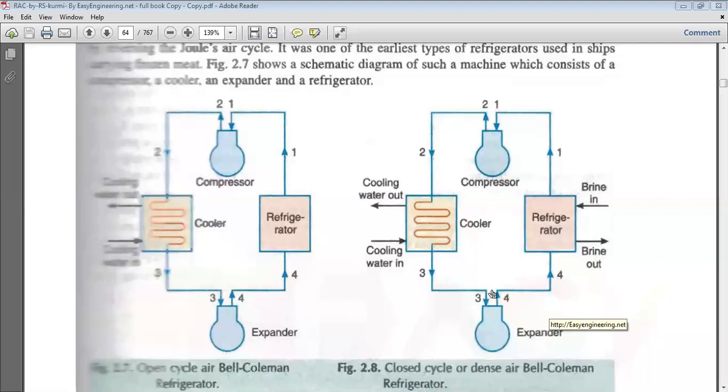Already you have studied the Brayton cycle or Joule cycle. That is nothing but a gas turbine. A gas turbine consists of a compressor, cooler, and an expander or turbine. Next, heat rejection is done in another heat exchanger. The reverse Joule cycle or the reverse Brayton cycle is known as the Bell-Kalman cycle. The Brayton cycle or the Joule cycle is a modification of the Carnot cycle.